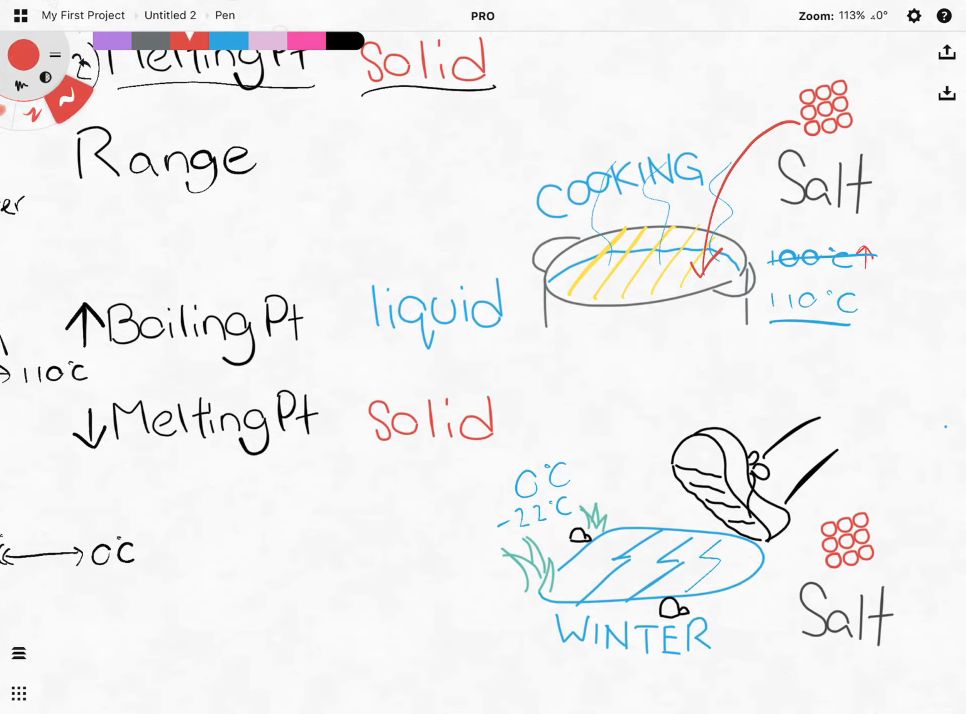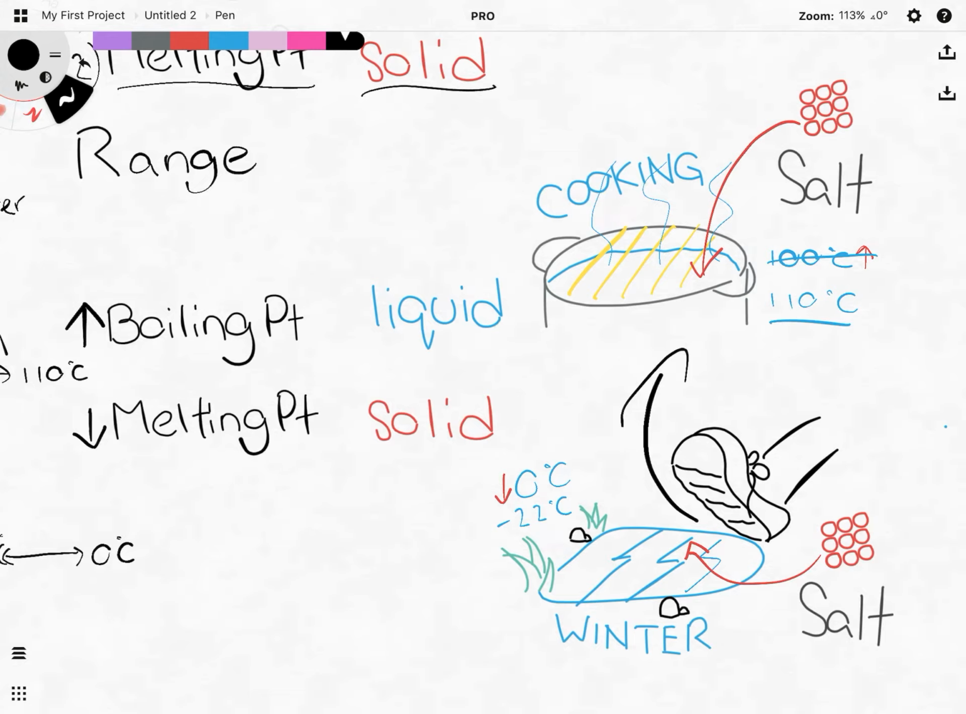So in some countries, what they do is that they add salt to the surface of the ice. By adding more impurities to the ice, it helps to decrease the melting point of the ice, making it melt much faster. That way, people won't end up slipping and falling on the ice on the roads.